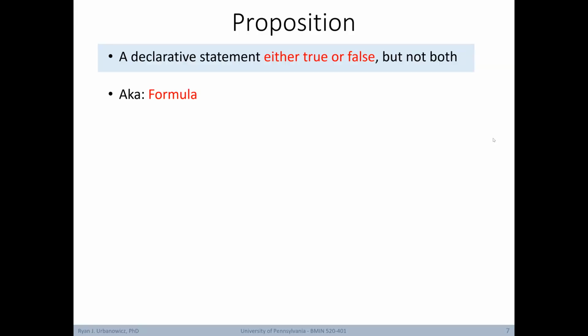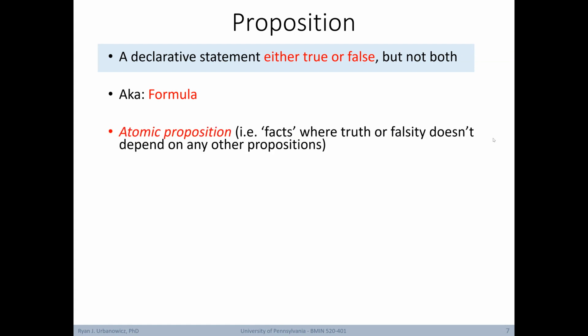First off, let's define a proposition. It's a declarative statement that's either true or false, but not both. A proposition can also be referred to as a formula. An atomic proposition is the most basic form of proposition. In other words, it's a fact where the truth or falsity of that fact doesn't depend on any other propositions.